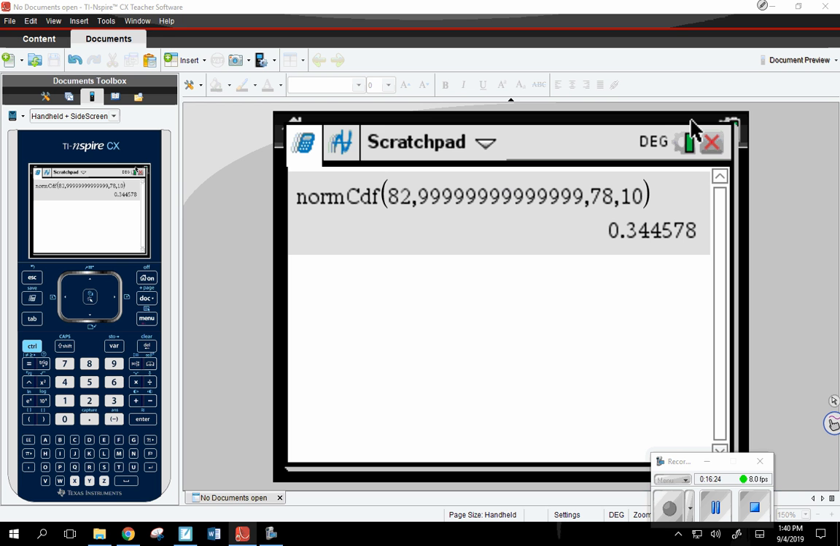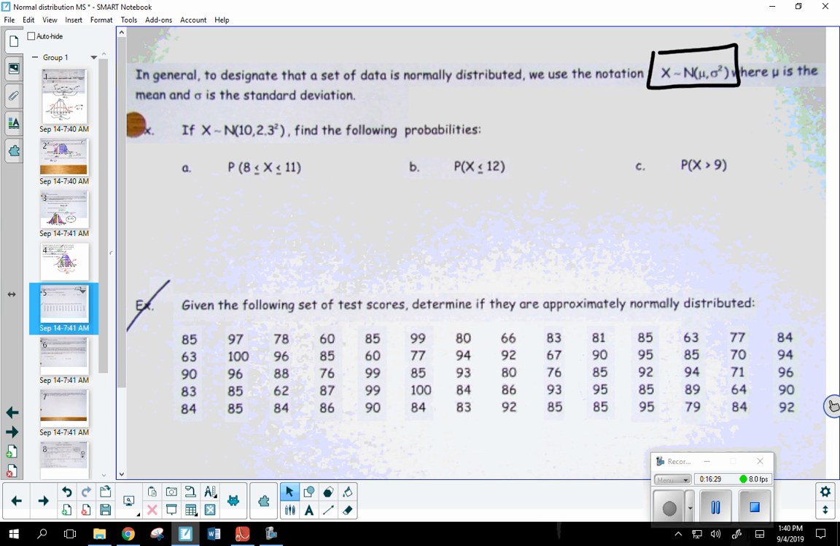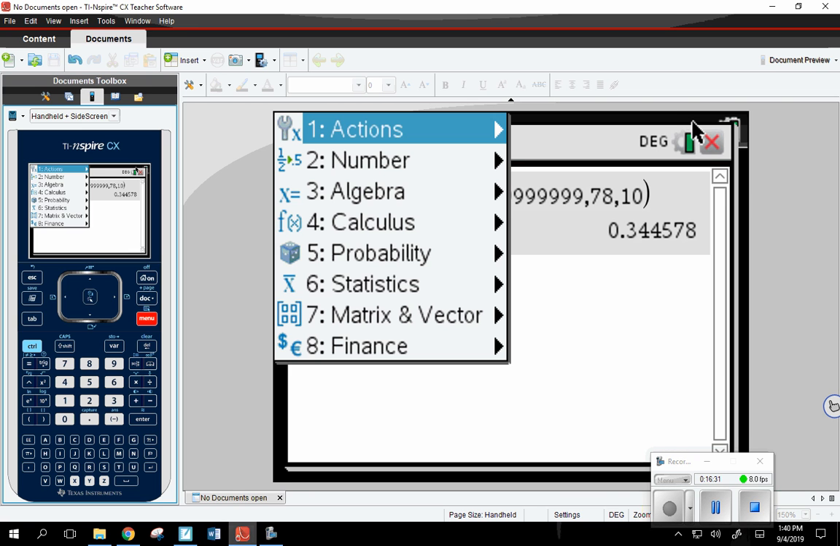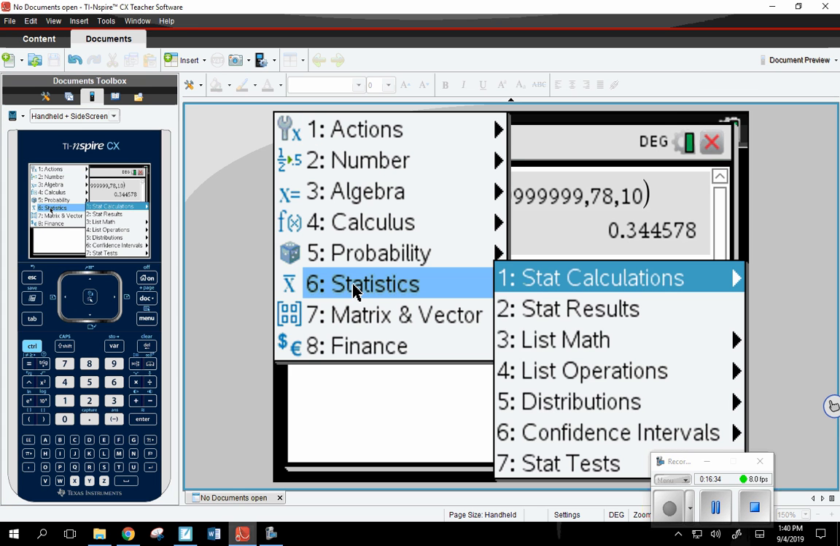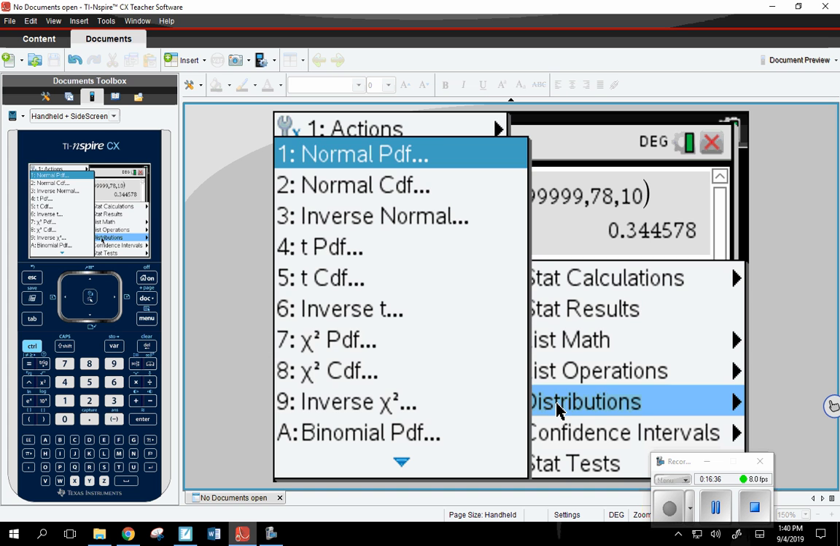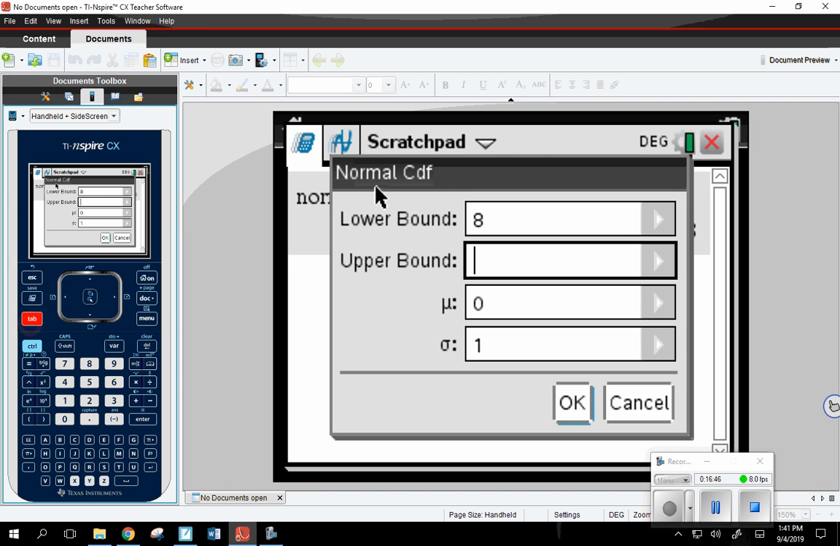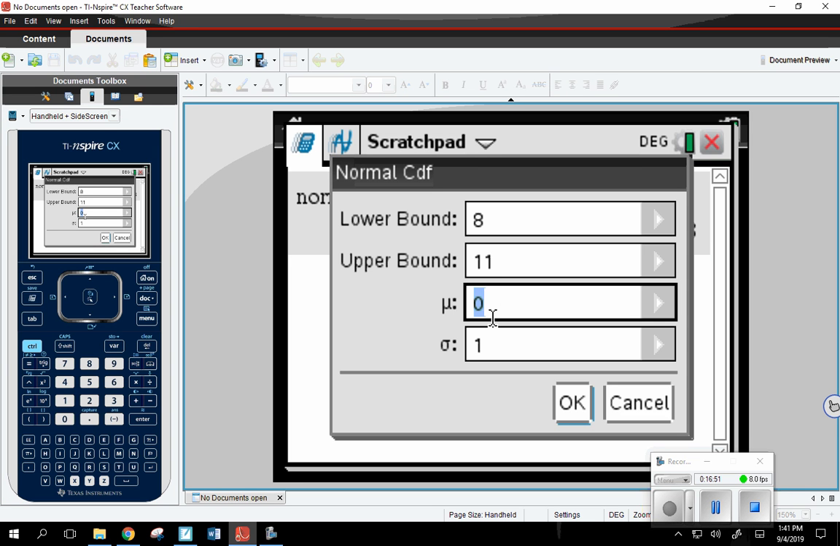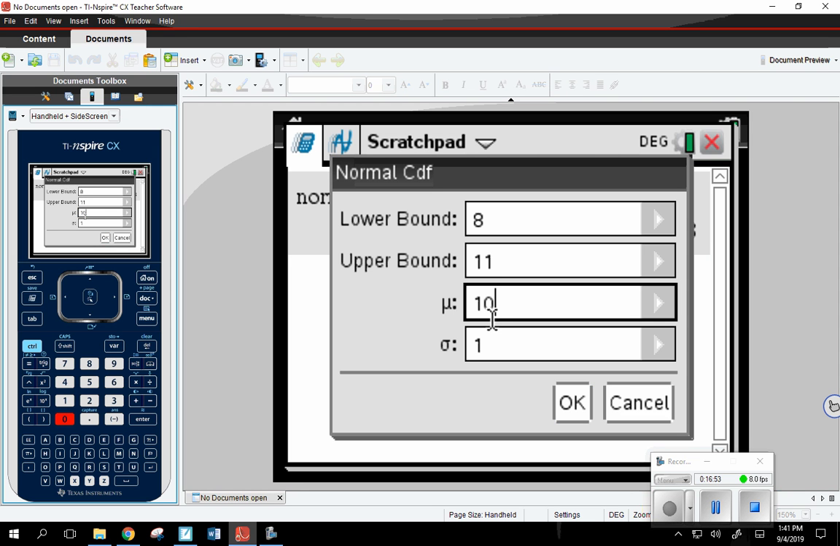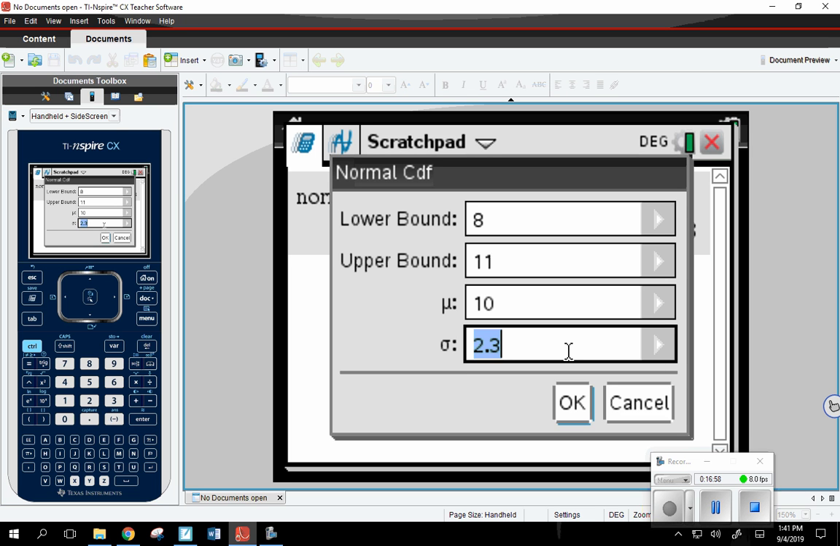I know I hit menu. Oh, looks like that purple showing up. Let me try that again. There we go. Let's try this one more time. Menu. There we go. So I know it was statistics, distributions, normal CDF. Okay. Now we want it between what? 8 and 11. So this time we have a lower and an upper. So I'm going to go ahead and say 8, 11. Okay. Then my mean was it 10? 10, and I believe the standard deviation was 2.3. Okay. There we go. So there's all my information.